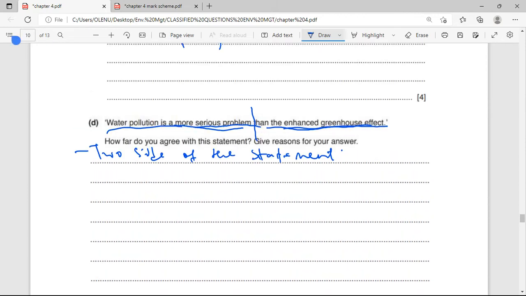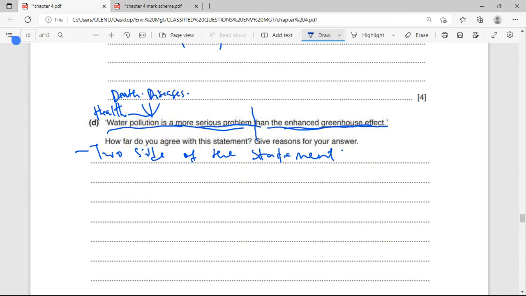Constructive argument, and you can also give examples. Now, for the impact, you should know the problems associated with water pollution. Those can include things like people's health, which we've stated earlier. It can lead to death. Look at the diseases that will be spread as a result of it. That is a serious problem, and it can reduce the workforce of that country.